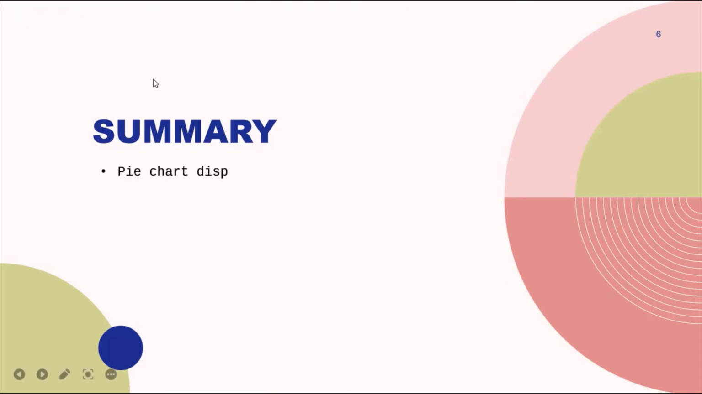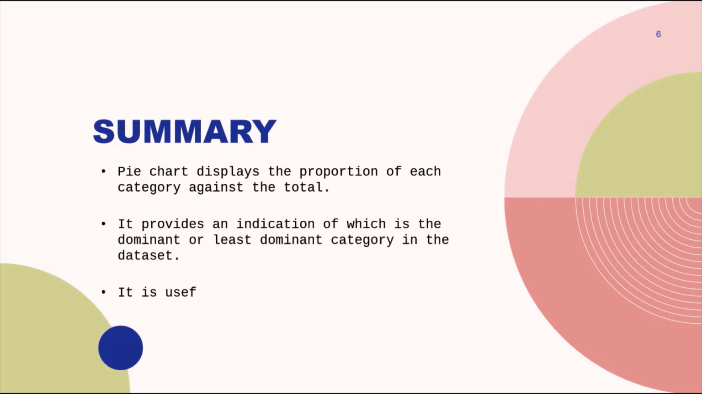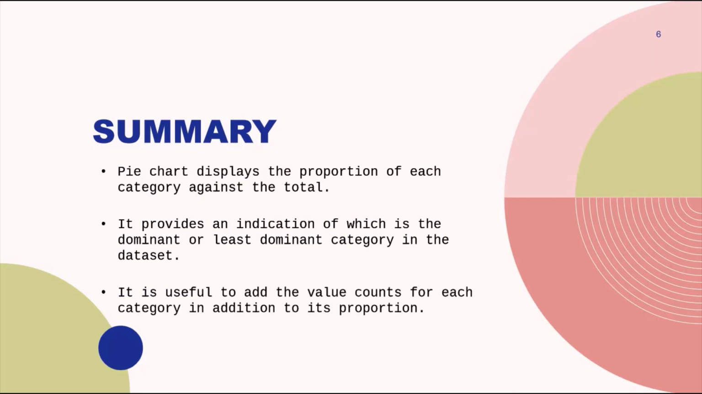To conclude, a pie chart displays the proportion of each category against the total. It provides an indication of which category has the largest or smallest count in the dataset. A bar chart can be added to show the value count for each category.